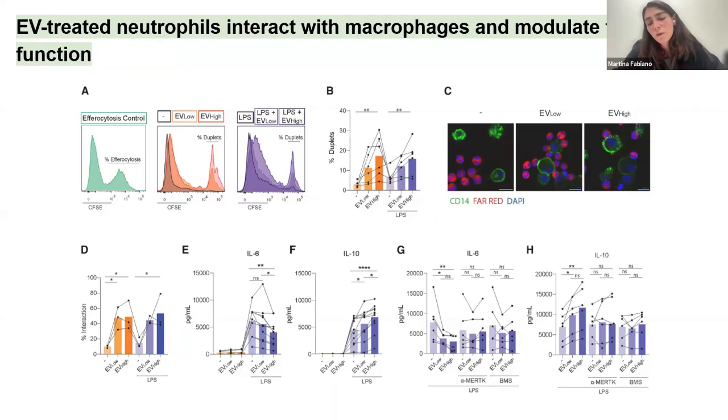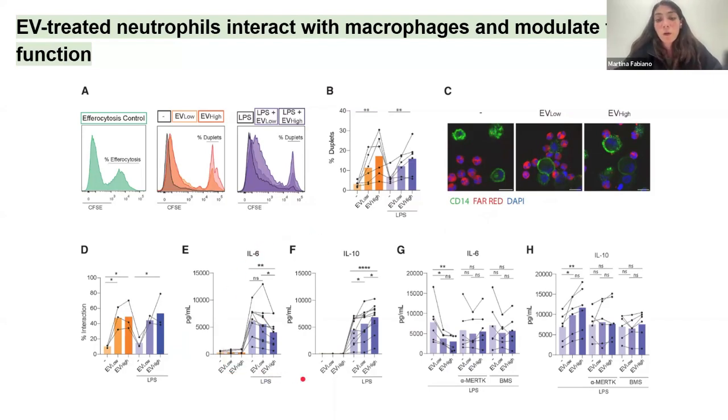We tried to confirm this result with confocal microscopy, in which we stained macrophages, which are really rich in CD14, with CD14. Neutrophils were stained with far red, and both were stained with DAPI for their nuclei. And as you see here, EV-treated neutrophils interacted more with macrophages than the ones that were not treated with EVs, confirming that this interaction was happening.